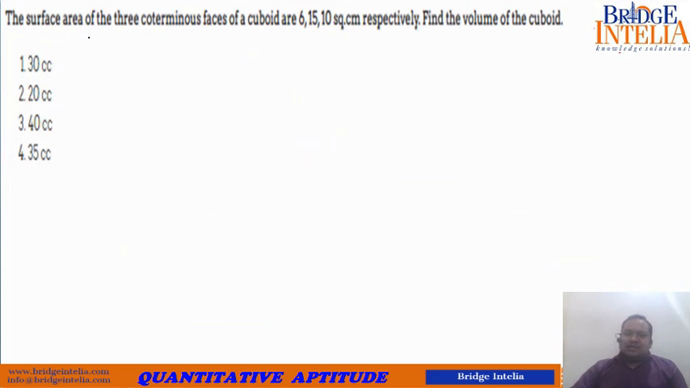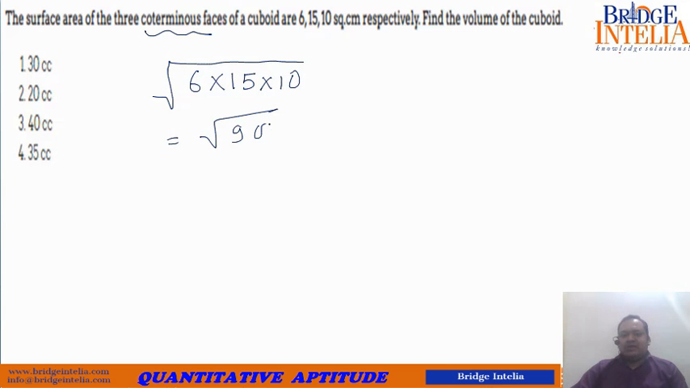The surface areas of three coterminous faces. Coterminous means just the way we saw, three adjacent ones, are 6, 15 and 10. Then the volume of the cuboid. So what can you do in this case? Volume of the cuboid: multiply the areas of these three surfaces and then take the square root. So 15 into 6 is 90, 90 into 10 is 900. So square root of 900 comes out to be 30. So look how easy things become. Let's move to the next one.